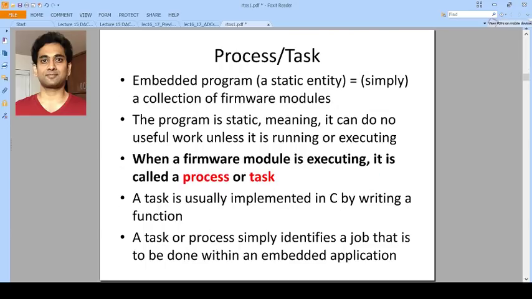All right, so typically an embedded system is a static entity. It does not do anything unless it is running or executing. When a firmware module is executing, it is called a process or a task. A task is typically implemented in C by writing a C function.